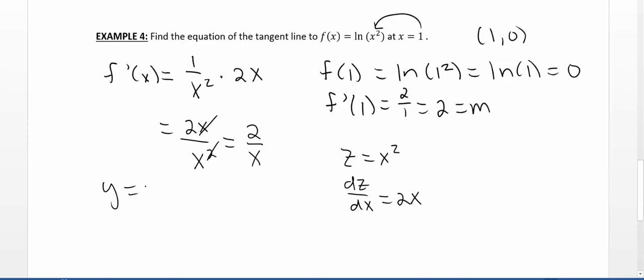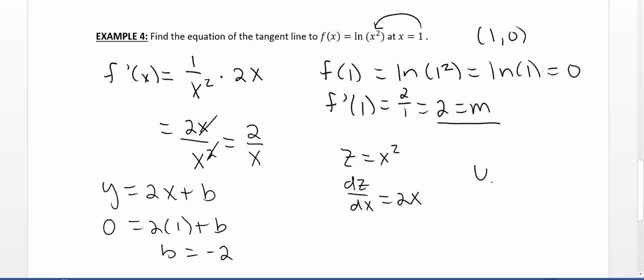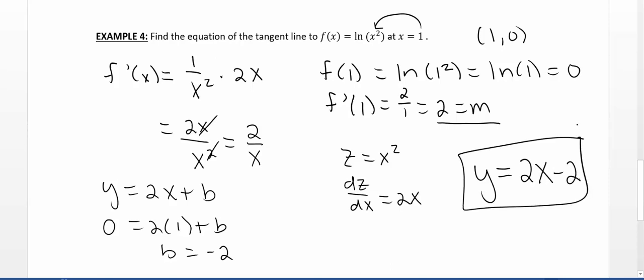So now putting this all together, I have y equals 2x plus b. So the 2 again came from the derivative. And to find b, I'm going to plug in the point (1, 0). So I have 0 equals 2 times 1 plus b, which tells me that b equals negative 2. So finally, I get the result, and the equation of my tangent line is y equals 2x minus 2. So again, finding the equation of the tangent line is the same as what we did before, only now in order to compute the slope of the tangent line, we need to use the chain rule to find the derivative.